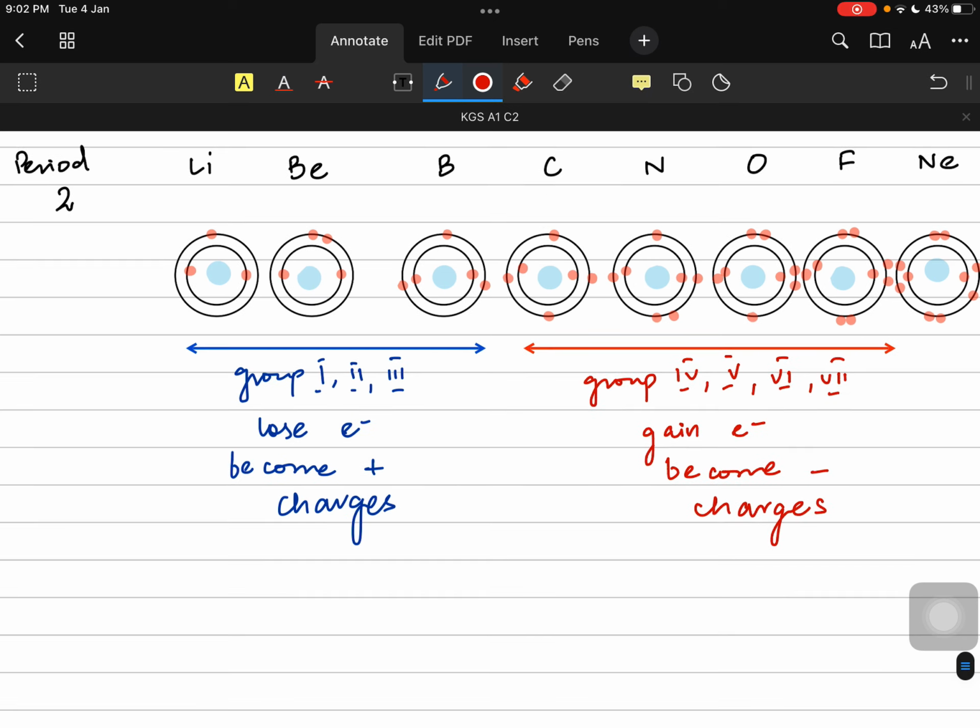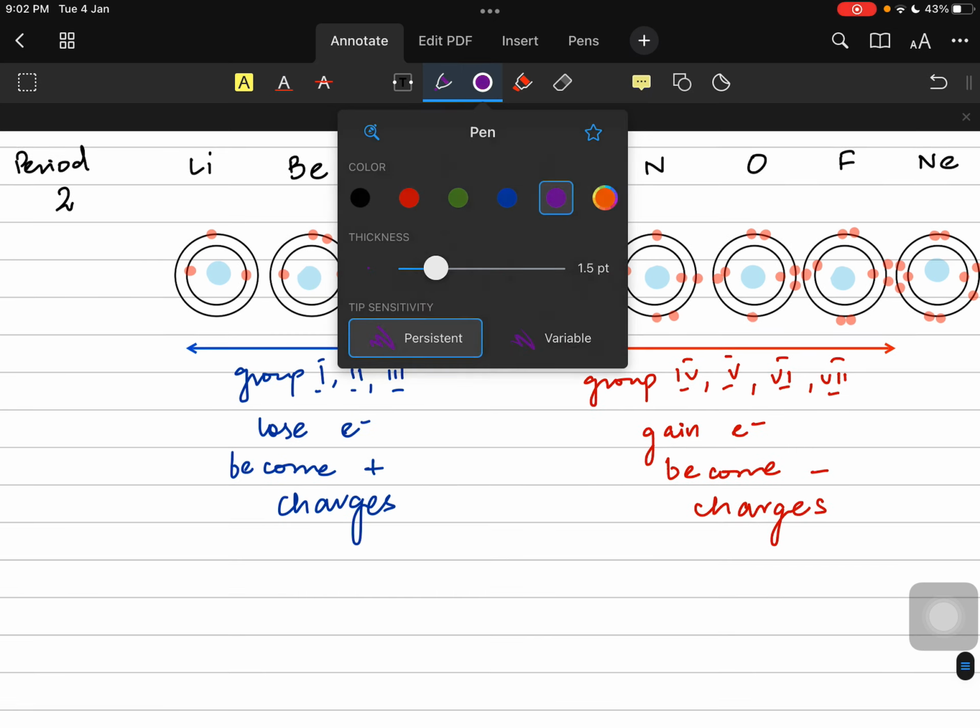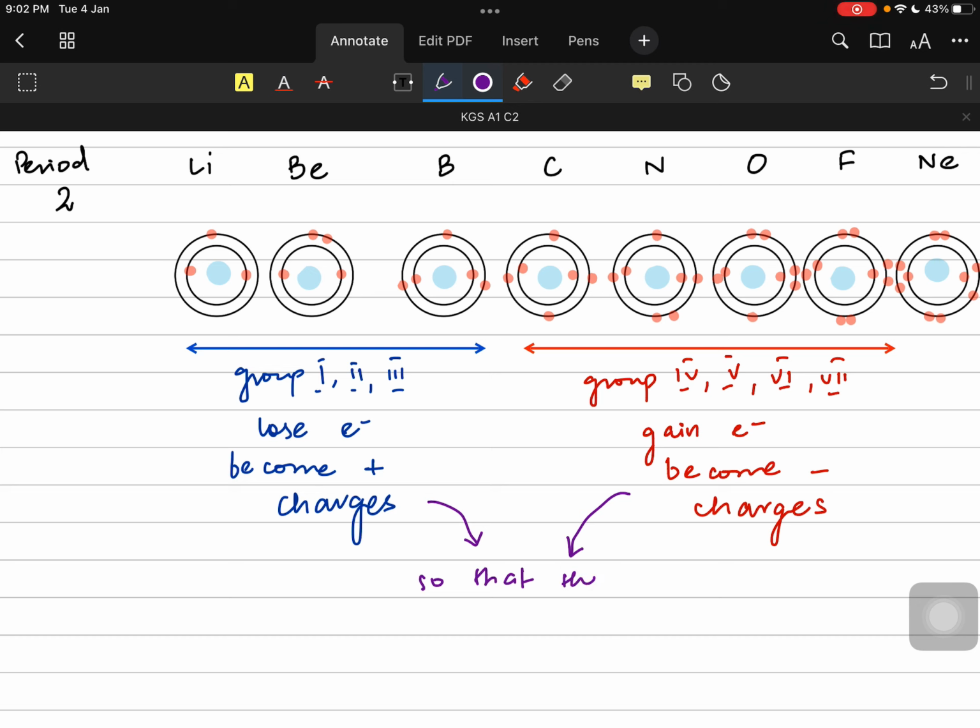Why does this happen? This happens so that they can have a stable noble gas-like electronic configuration. This is how they behave. Group number 1 will always lose 1 electron, group 2 will lose 2 electrons, and group 3 will lose 3 electrons.